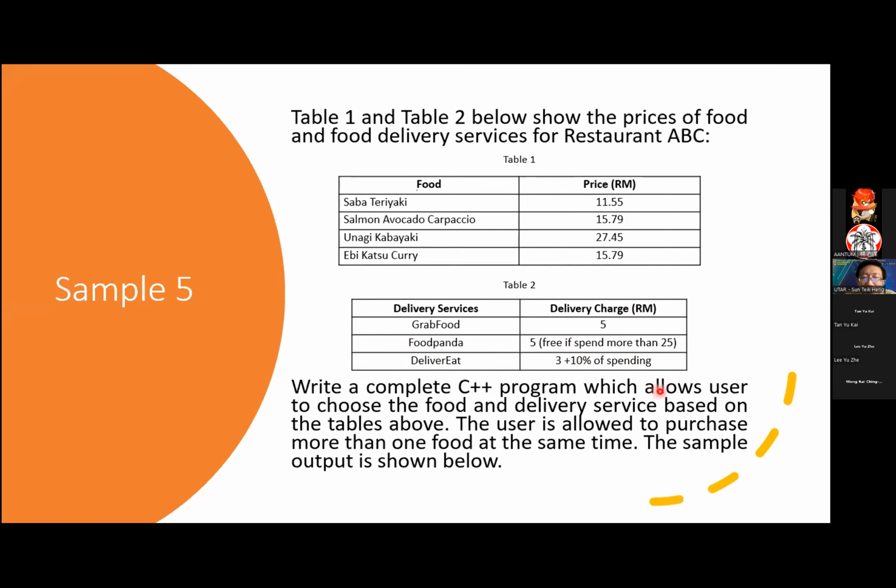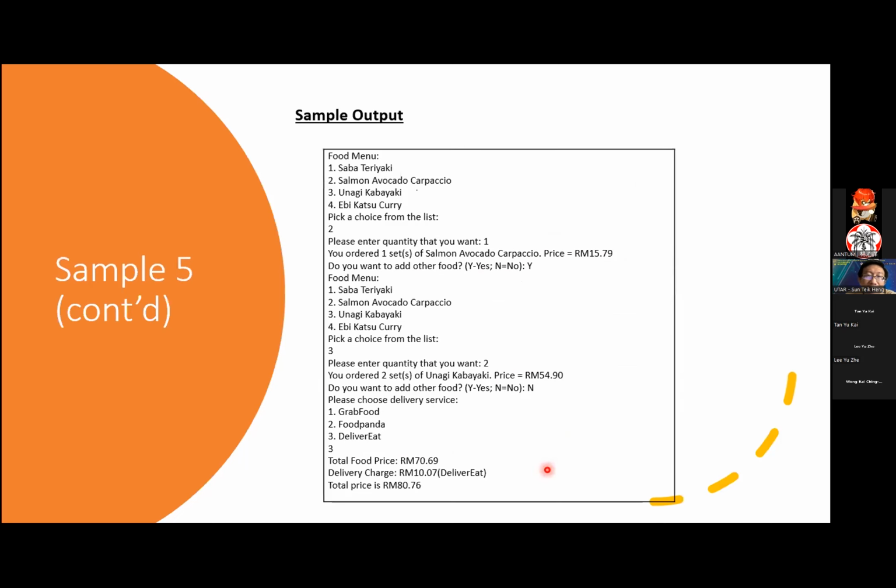Write a C++ program to allow the user to choose the food and also to choose the delivery service. Based on the tables above, the user is allowed to purchase more than one food at a time. You will calculate the charges, the final amount that the user will need to pay for his or her purchase.